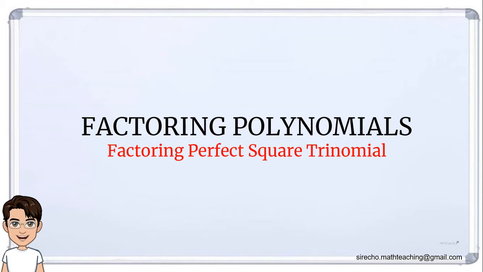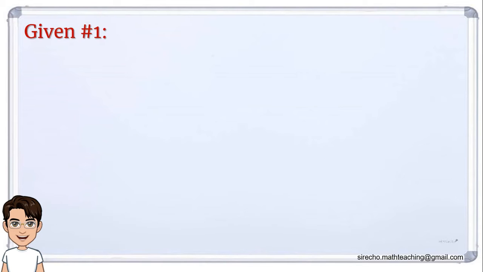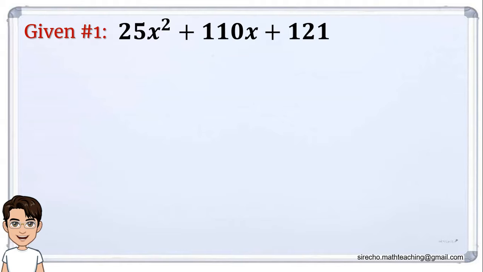So in this video, I will help you understand factoring polynomials, particularly how to factor perfect square trinomials. So let's proceed. Our first given is 25x squared plus 110x plus 121. So this is our first perfect square trinomial.